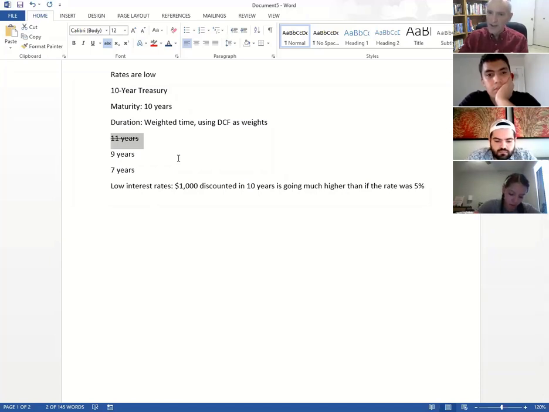If duration is a weighted average time, it must always be shorter than maturity, because if you only got one cash flow in 10 years, then your duration and your maturity will both be 10 years. But because you're getting other cash flows earlier, that's going to shorten down your duration, so it'll actually be lower than your maturity.